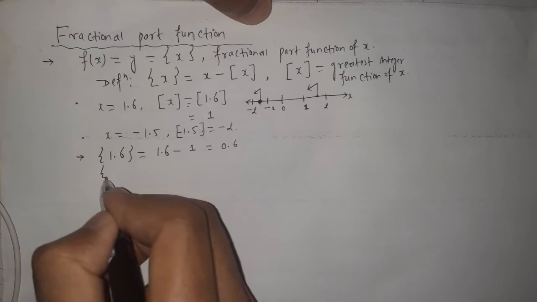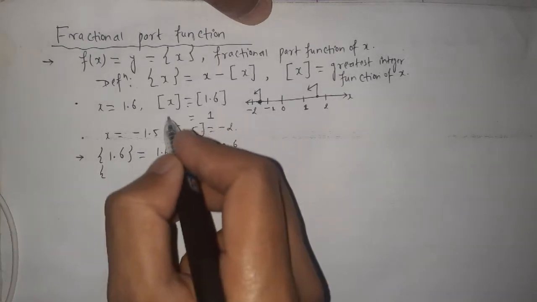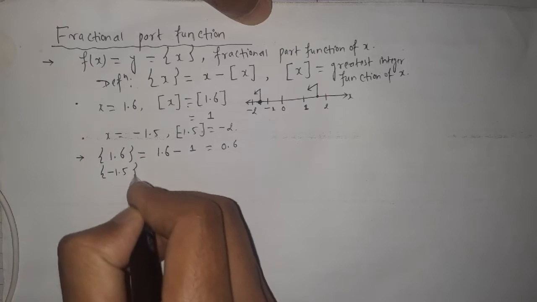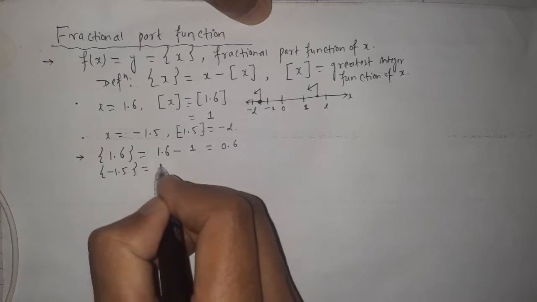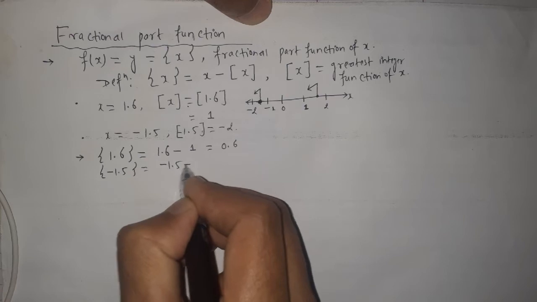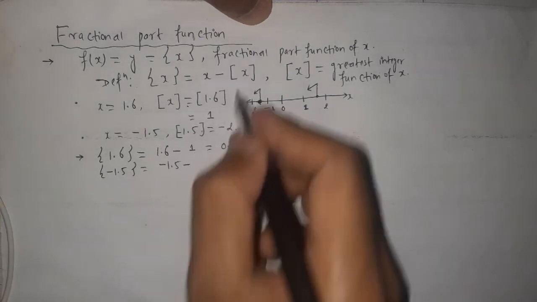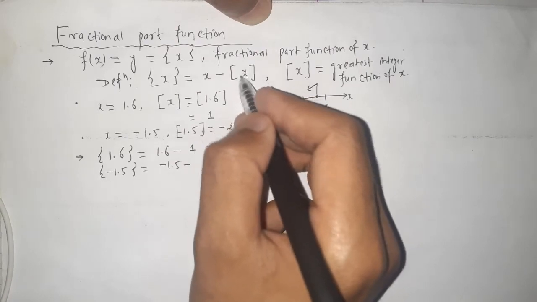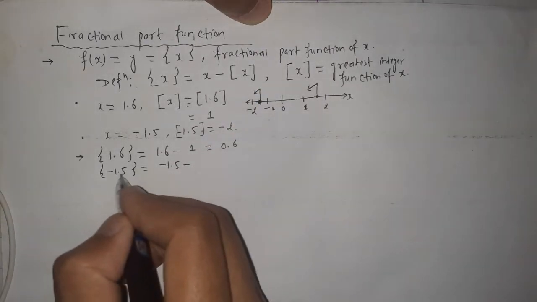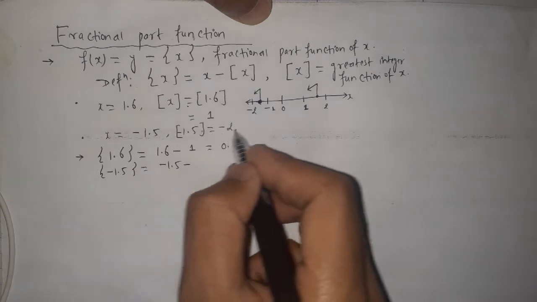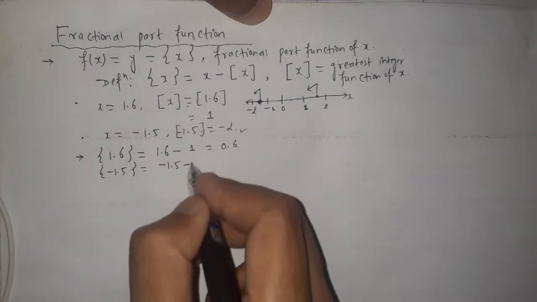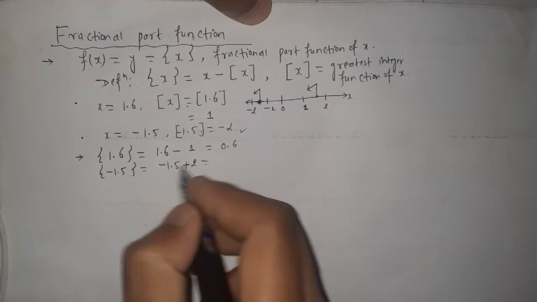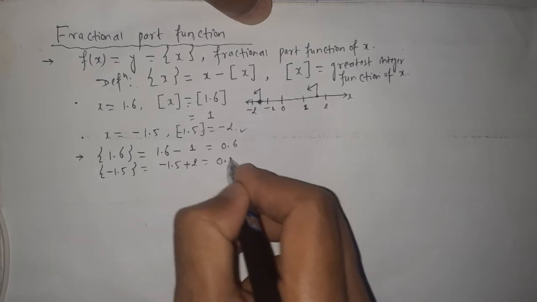Similarly, we can calculate the fractional part function for the input negative 1.5. This is negative 1.5 minus the greatest integer of negative 1.5, and the greatest integer of negative 1.5 is calculated as negative 2. So this will be positive 2, and 2 minus 1.5 gives positive 0.5.